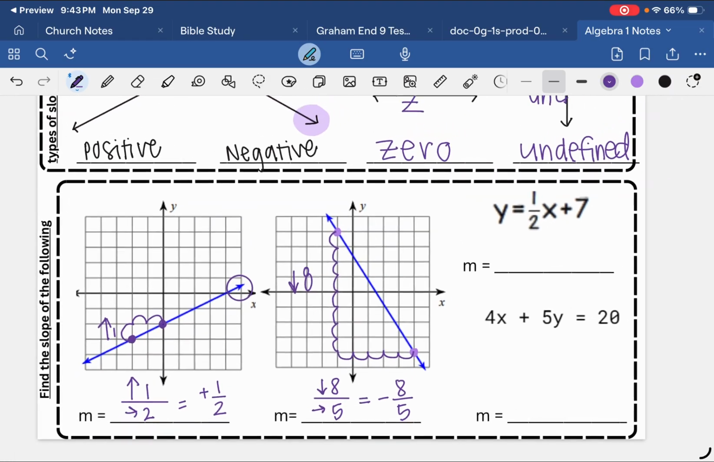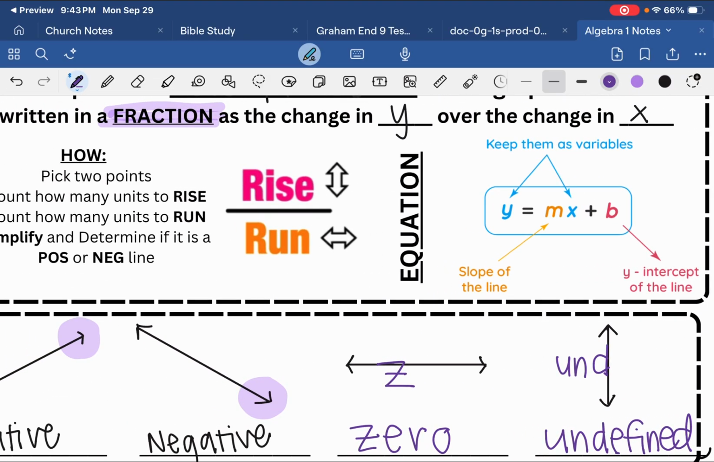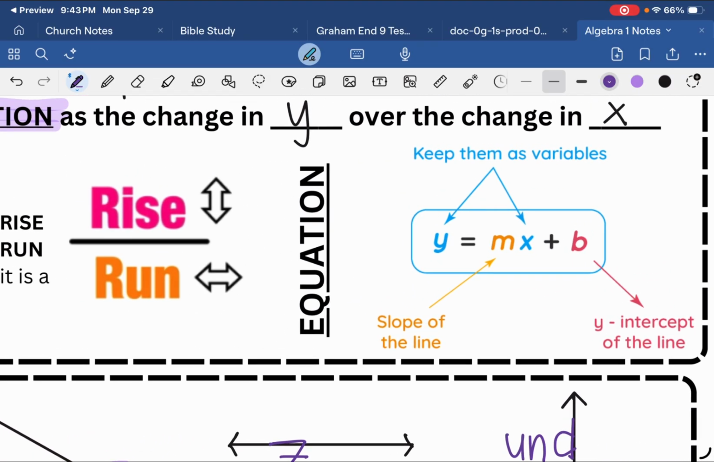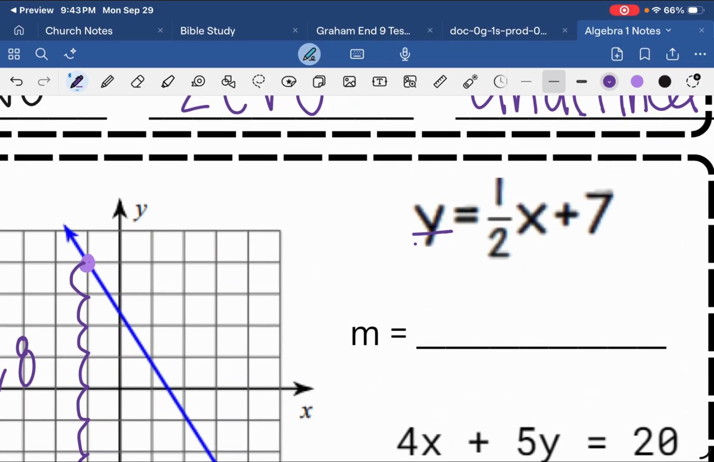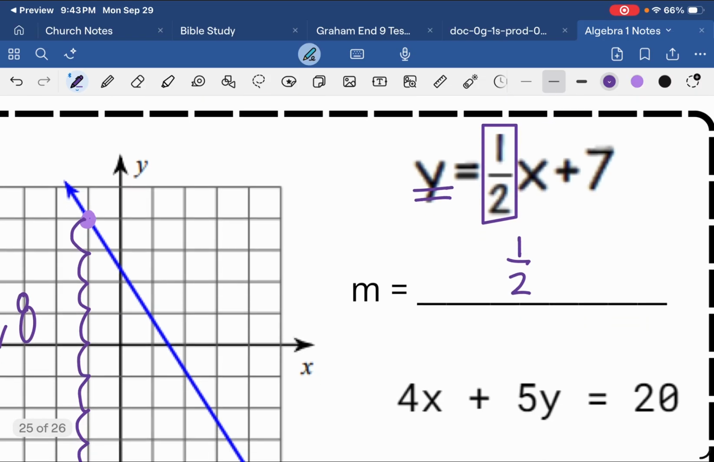All right, last but not least, if we have an equation, as long as the equation's in y equals, your slope is always next to x. It is always multiplying to x. So in this case, my equation is in y equals. So because my equation's in y equals, then my slope is just a positive 1/2. Simple as that. Very easy, straightforward. Okay, it's not 1/2 x, it's 1/2.